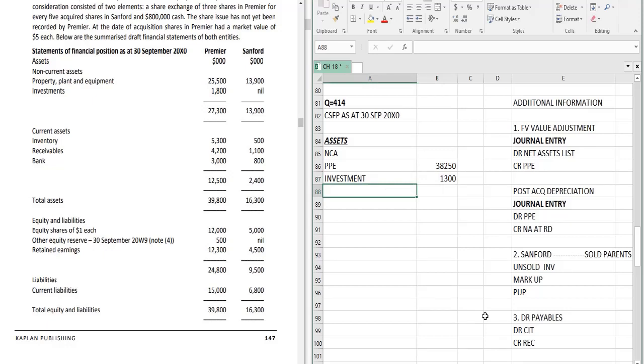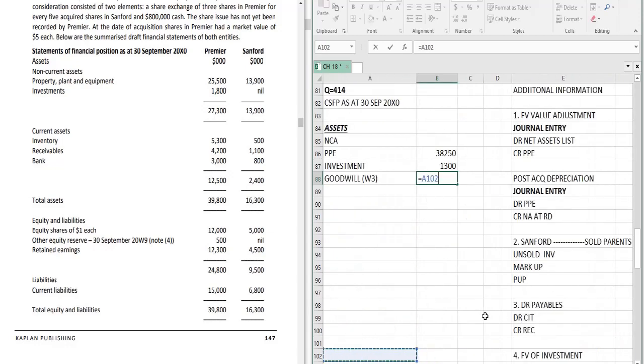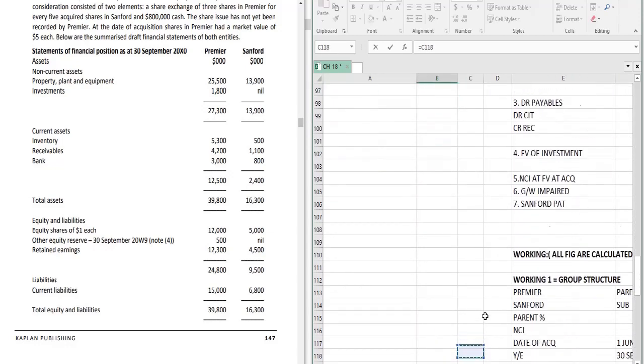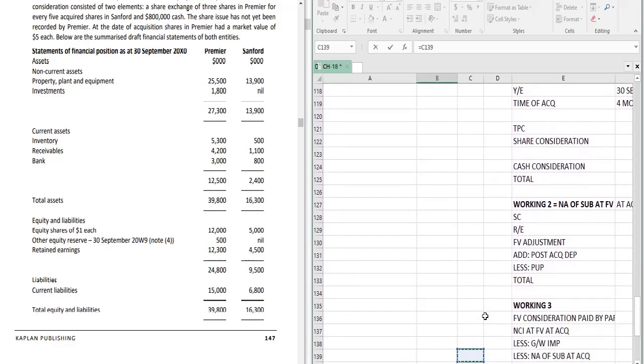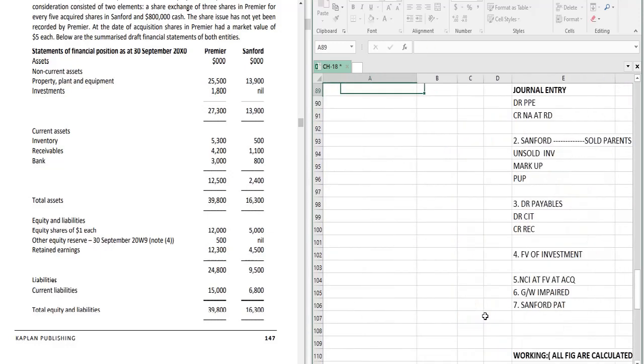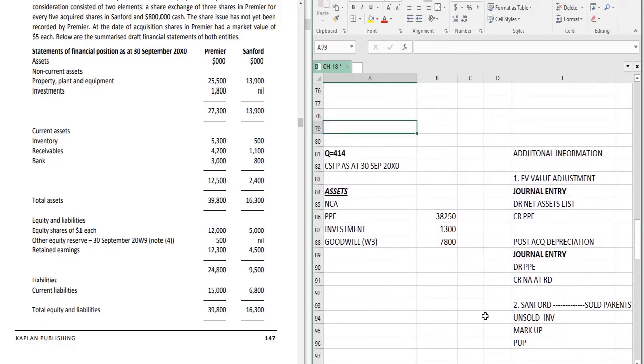Okay, and so instead of the investment in the subsidiary we will just replace it with the goodwill which we calculated in working 3. So we will just put the values one by one. Goodwill, yeah, here. Okay, so the total of all these three is the sum.